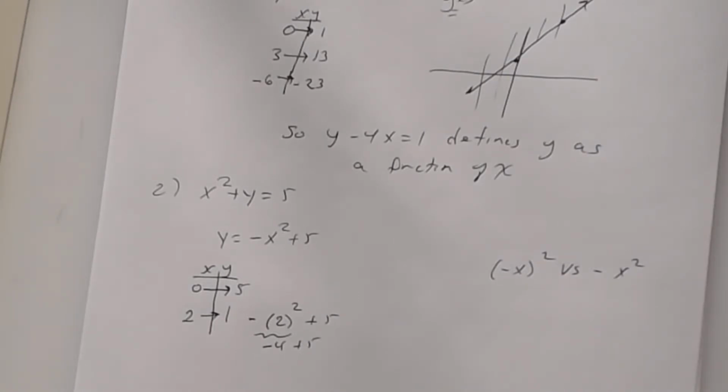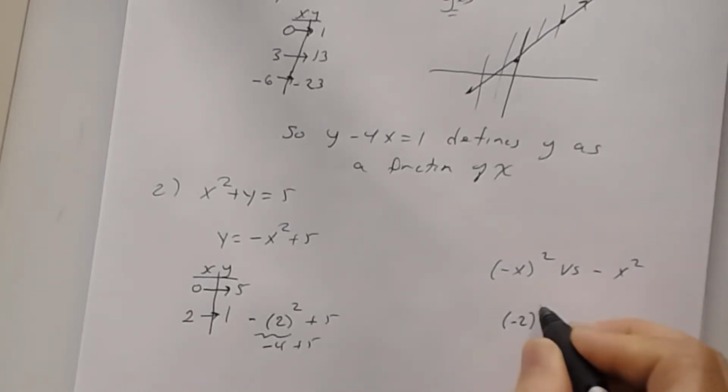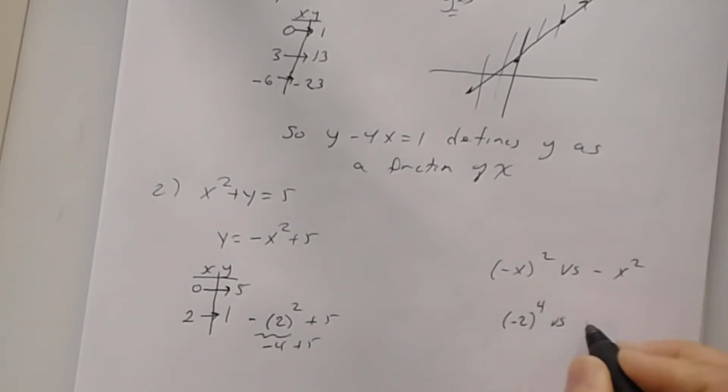One has parentheses, the other one does not. Okay? So you may recall this from two semesters ago. You may recall something like this. Negative 2 to the 4th power versus negative 2 to the 4th. Here, what's being raised to the 4th? Negative 2. Here, what's being raised to the 4th? 2.